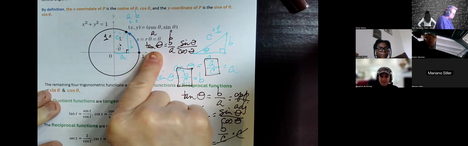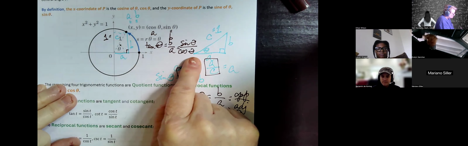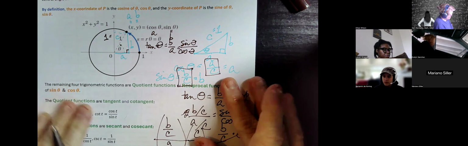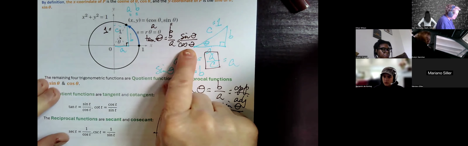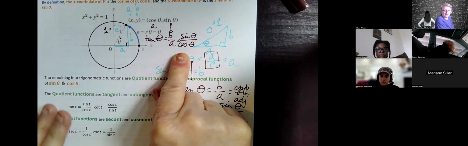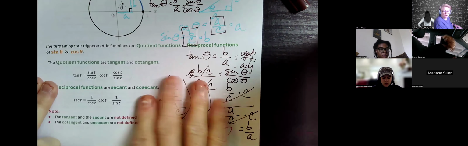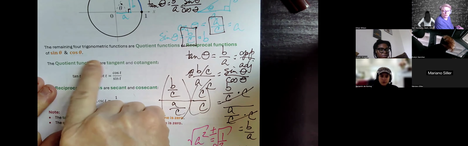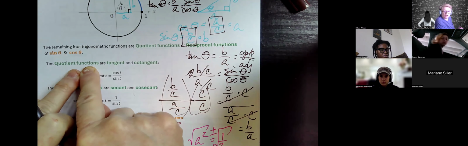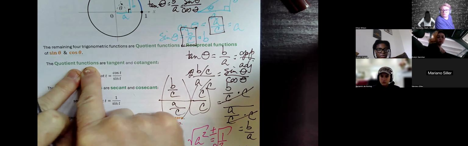So tangent theta is sine theta over cosine theta, no matter how you measure it. And because we're taking the sine function and the cosine function and dividing them, we're calling tangent a quotient function. Because when it's using sines and cosines, we're dividing a sine and a cosine.